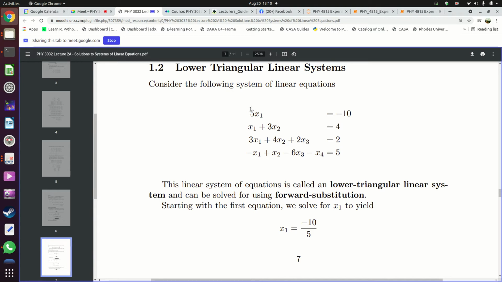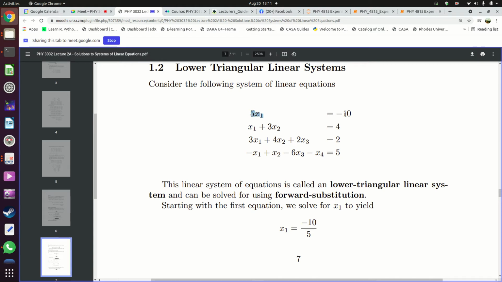You solve this particular setup using a method which is referred to as forward substitution. This whole setup is a lower triangular linear system because all the unknowns are only raised to the power of one. And the method you use for solving it is forward substitution. With the upper triangular linear system, we started with the last equation. In this case, you start with the first equation.